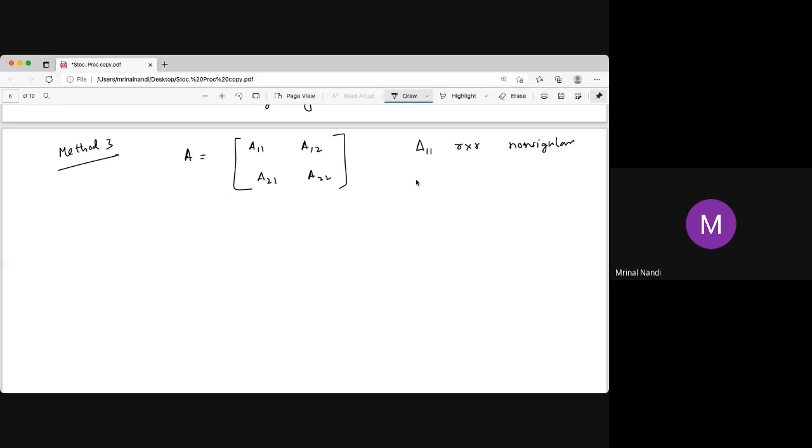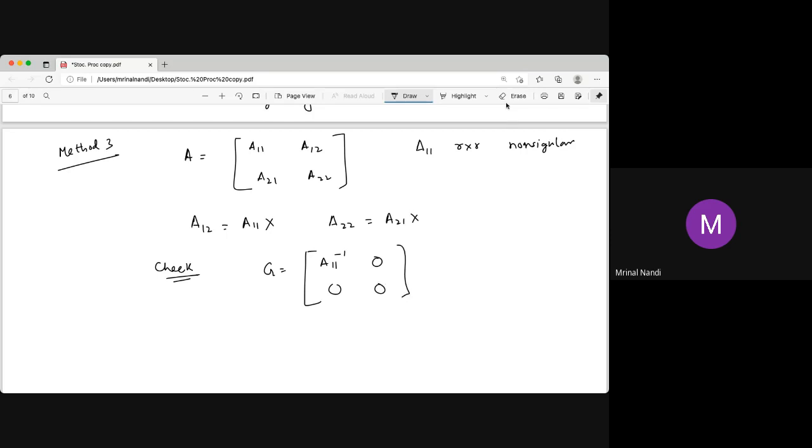And since A has rank R, there is a matrix X such that A12 equals A11 X and A22 equals A21 X. That we know from the previous linear algebra class, and it can be verified. You can easily check that your G is nothing but A11 inverse with zeros.